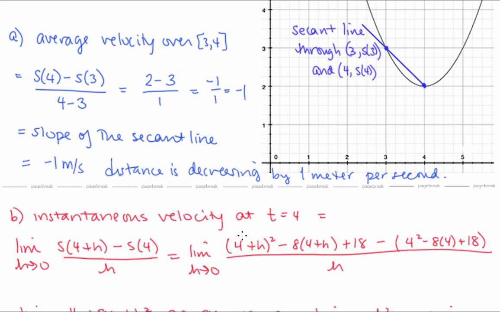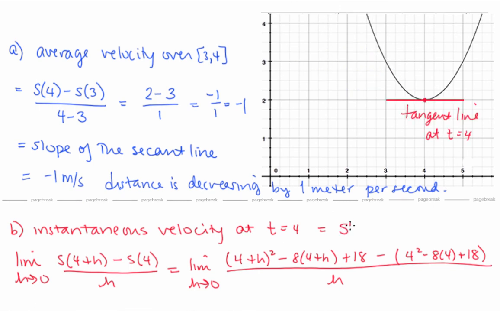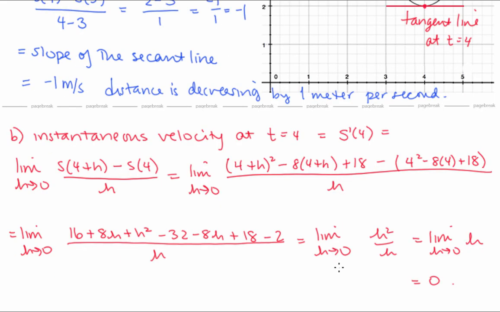But talking about the instantaneous velocity at t equals 4, that's the derivative s prime of 4, and so that's the limit as h goes to 0 of s of 4 plus h minus s of 4 over h. And so plugging into our formula for s, that gives us (4 plus h) squared minus 8 times (4 plus h) plus 18, minus s of 4. We're subtracting off this entire quantity, so don't forget to use parentheses there. All of that over h.